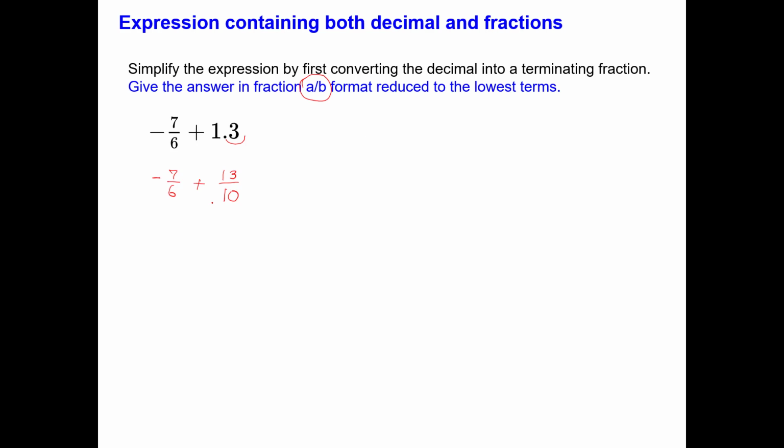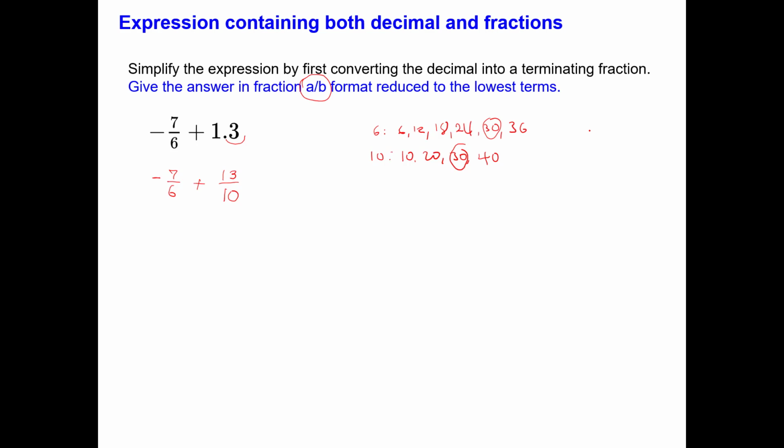There are different ways you can find the LCD. We can just write the multiples for 6: 12, 18, 24, for 10: 20, 30, 40. And we can see the least common multiple, which is the same as the least common denominator, is 30.